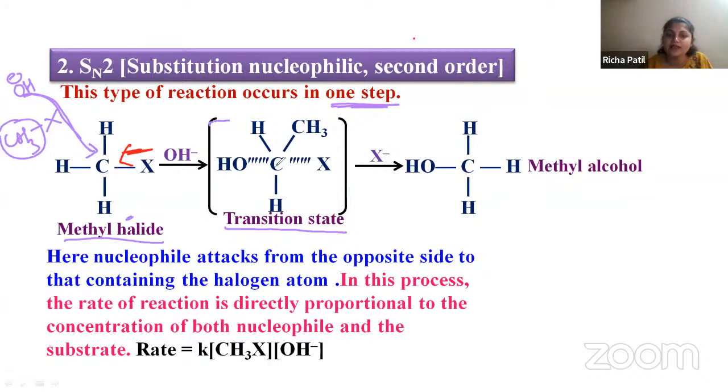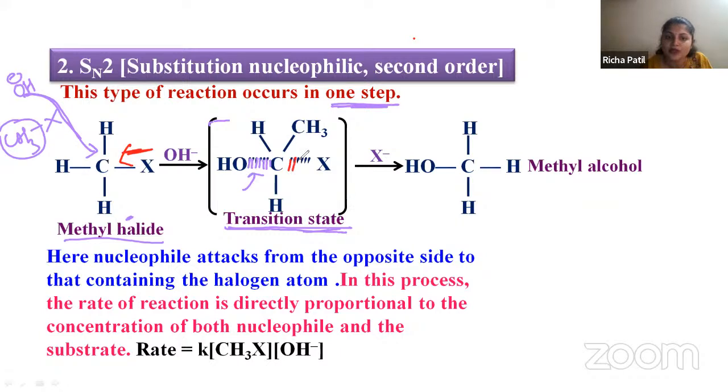Pentavalency means what? Carbon is unstable. It undergoes a transition state wherein a bond forms between this OH and C. So this is the formation of the bond. There is making of this OH-C bond and breaking. Simultaneously, if this OH is attacking on C, making of this bond takes place and breaking, it should break simultaneously.